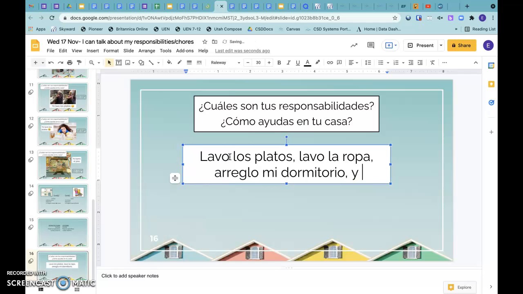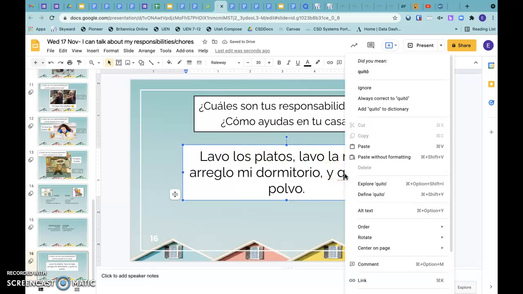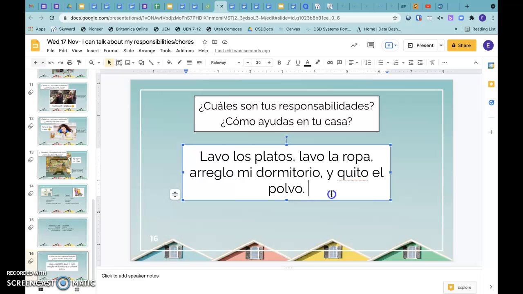Now I have more chores than this, but I'm going to add one more. I'm going to say, I dust. Quitar. I'll change that to quito el polvo. Why is it giving me a hard time? I did not mean quito. Quito means I dusted. But quito means I dust. So these are my responsibilities. This is how I help in my house.